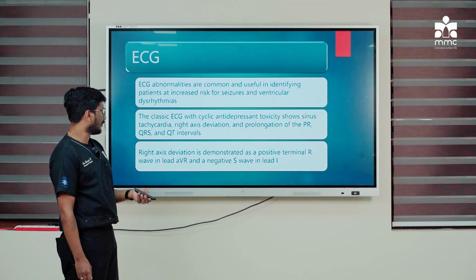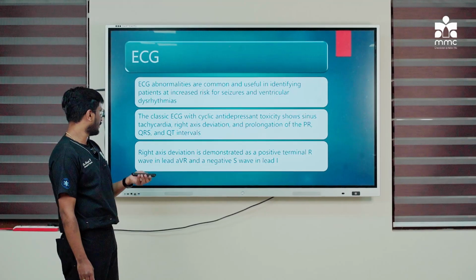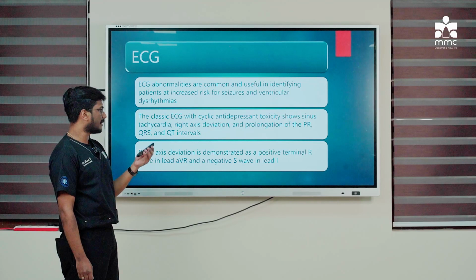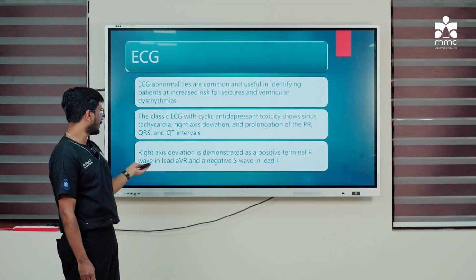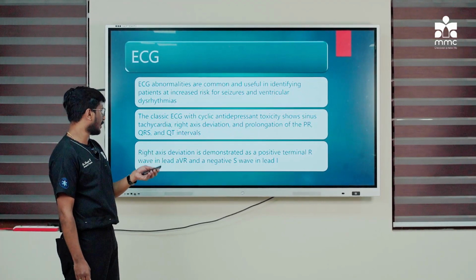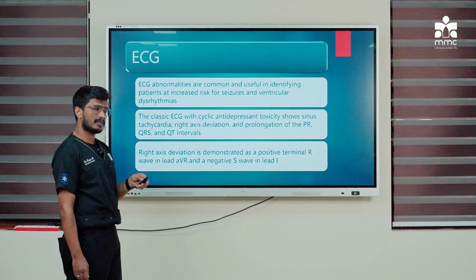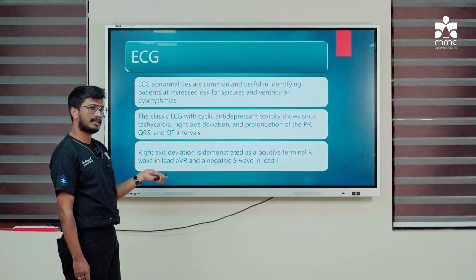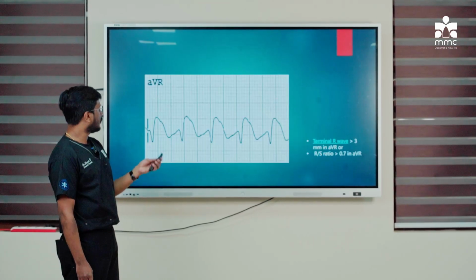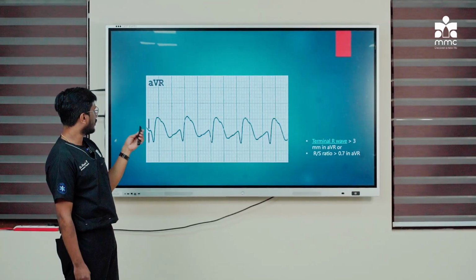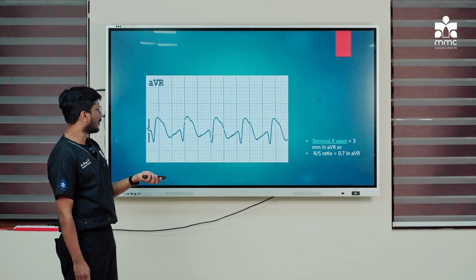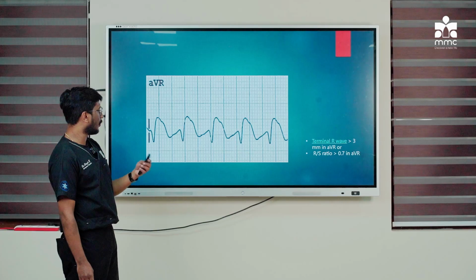Right axis deviation is demonstrated as a positive terminal R wave in lead aVR and a negative S wave in lead 1. This is an important point: in the ECG there will be right axis deviation, demonstrated by a positive terminal R wave in lead aVR and a negative S wave in lead 1. It is asked in most MCQs and many other questions. So this is the ECG. In aVR there is a terminal R wave of more than 3 mm, and also an R/S ratio of more than 0.7.